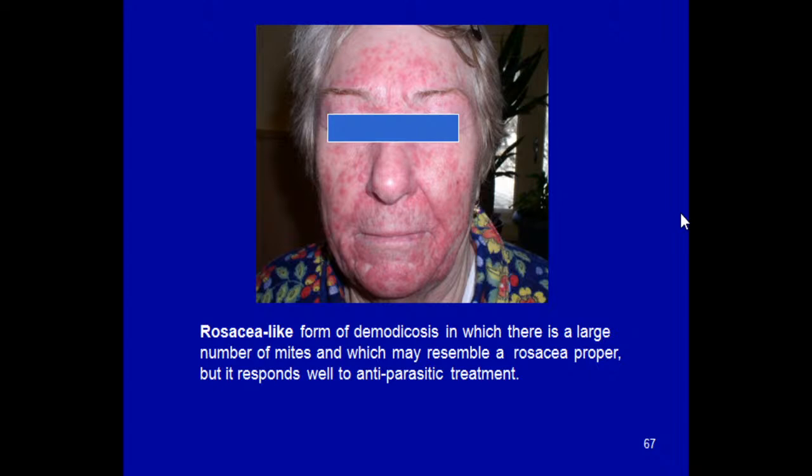Rosacea-like form of demodicosis, in which there is a large number of mites and which may resemble rosacea, but it responds well to antiparasitic treatment.